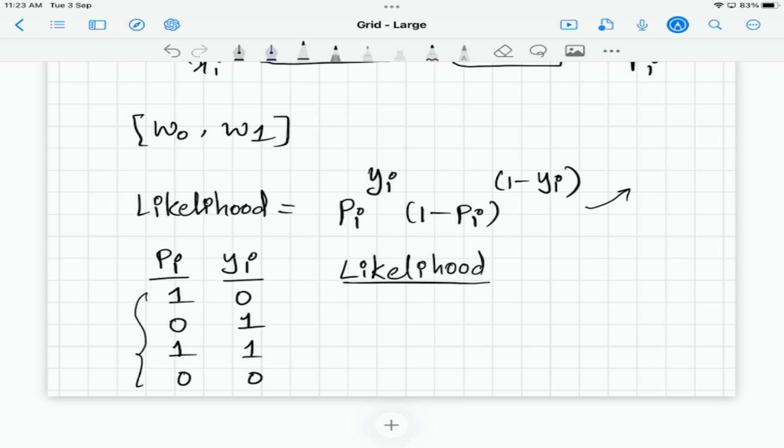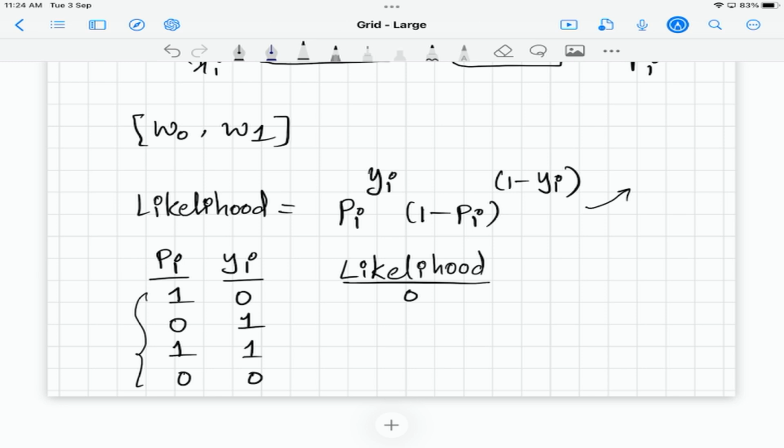What will happen in the 1, 0 case? Just substitute 1 in pi and yi as 0 and tell me. The likelihood is 0 in the first case. Just substitute these values in your likelihood. I'm telling you that this likelihood is measuring the similarity between your predicted and your ground truth. So in this first case, what is my likelihood?